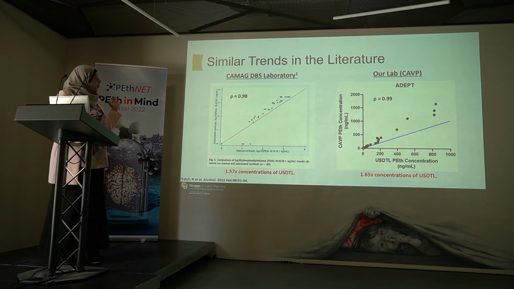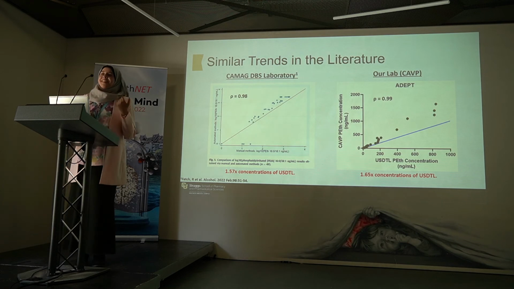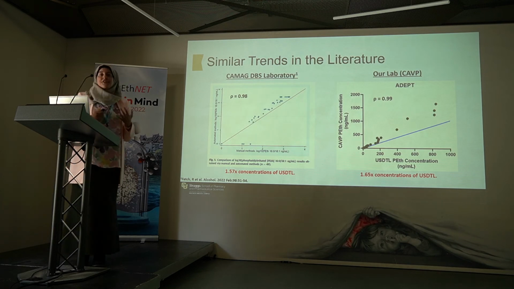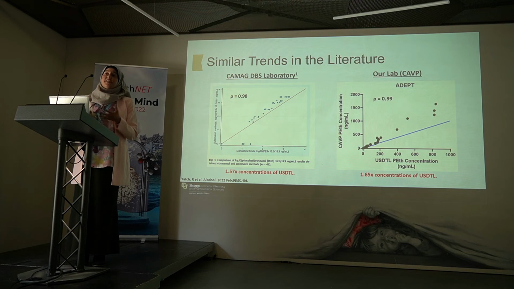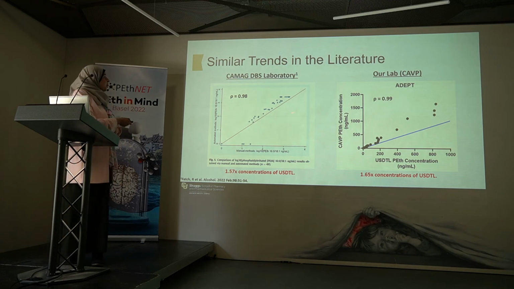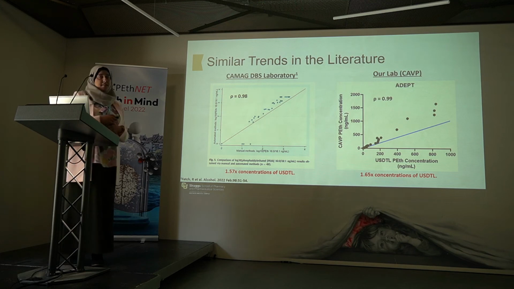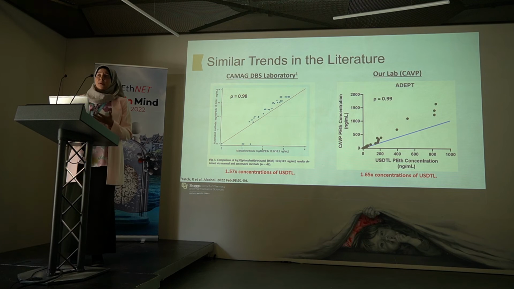Really nicely though, there was also a study where the CAMAG DBS lab's PEth concentrations generated via their automated method were compared to concentrations generated via the USDTL's manual method, and their data looked very similar to ours. So this is a figure on the left from their manuscript, and on the y-axis is PEth concentrations via their automated method. On the x-axis is those from the USDTL.